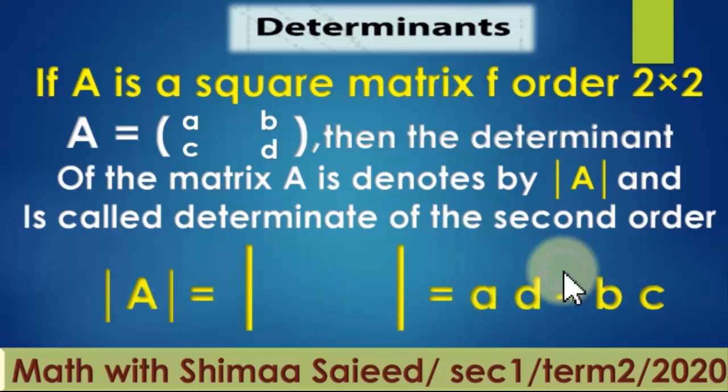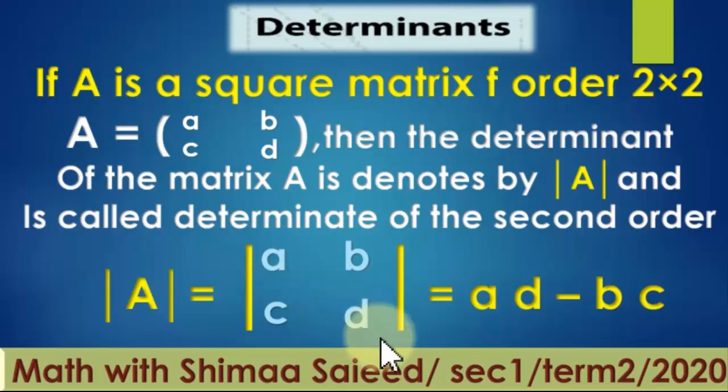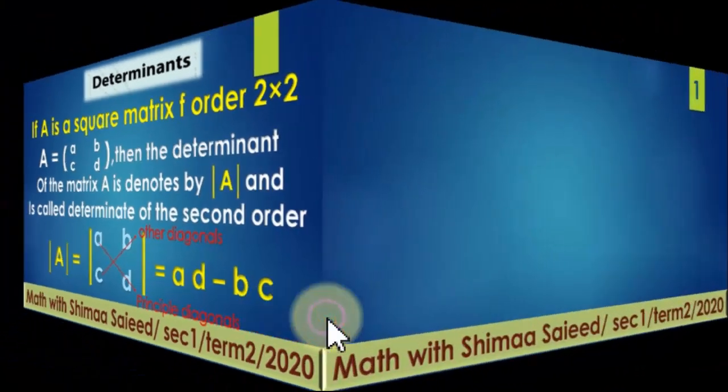How can we calculate the determinant of A? We notice that the value of the determinant of the second order equals the product of the two elements of the principal diagonal minus the product of the two elements of the other diagonal, which is a times d minus bc. This is the principal diagonal, minus the other diagonal.